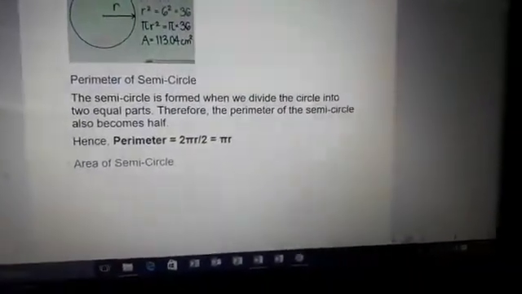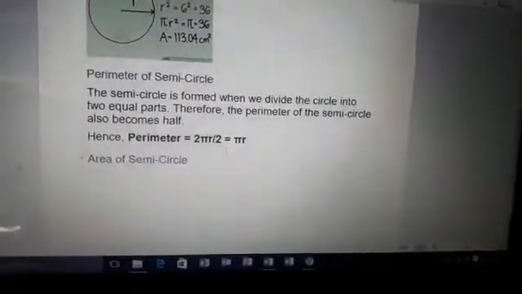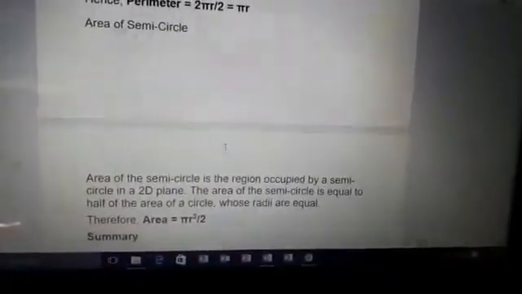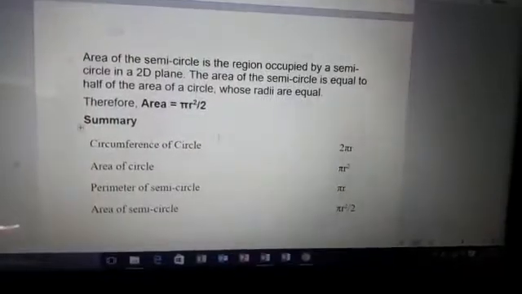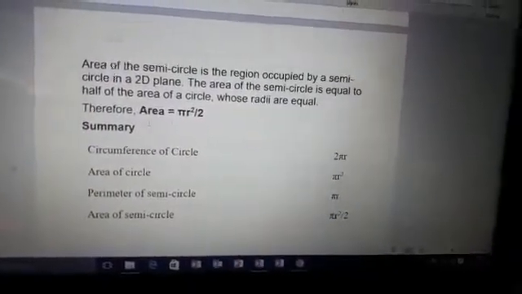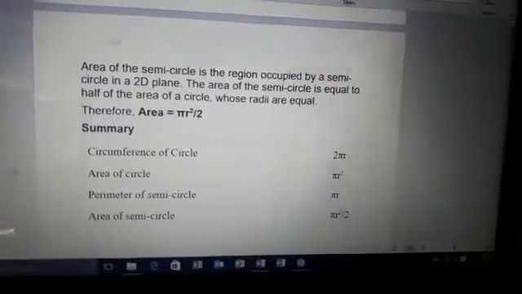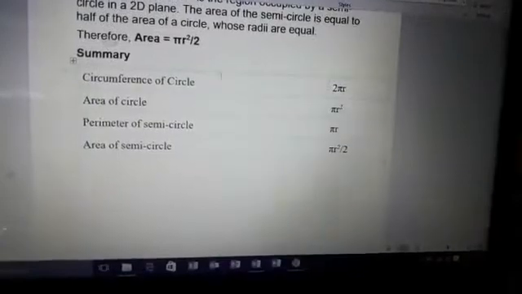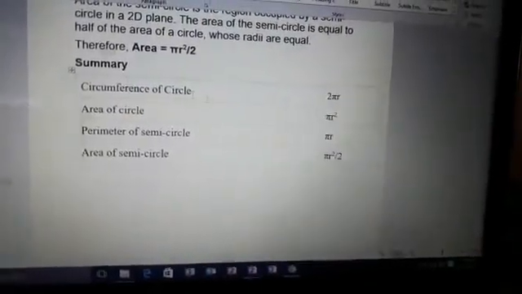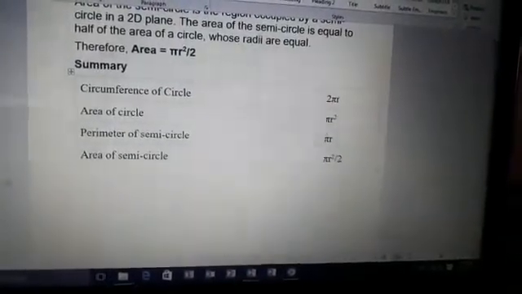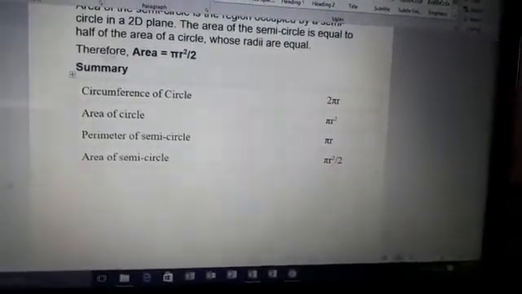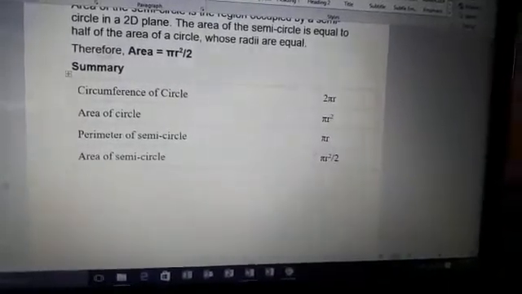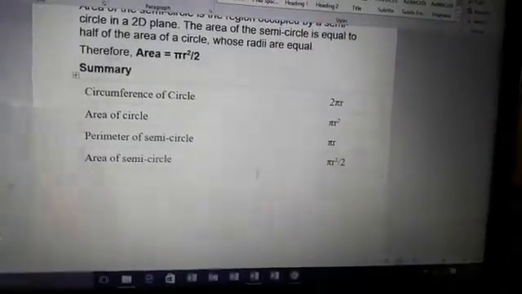Now see, you can find the perimeter of a semicircle by dividing the perimeter of the circle by 2. Then area of semicircle is also the same, pi r square by 2. Like this, dividing the area of the circle by 2, you will get the area of the semicircle. So in the summary I have mentioned the formulas. You have to write these formulas. Circumference of a circle 2 pi r, area of circle pi r square, perimeter of semicircle pi r, area of semicircle pi r square by 2.